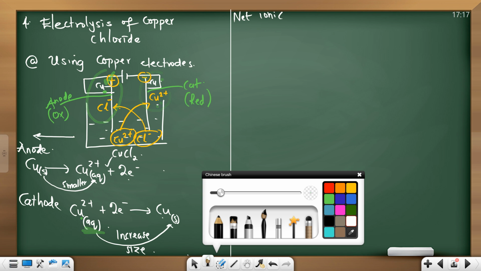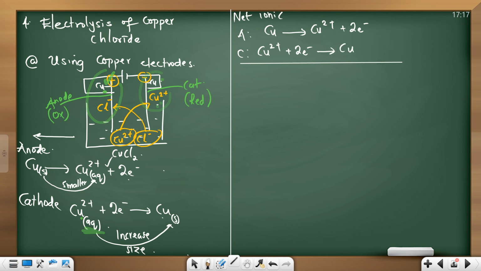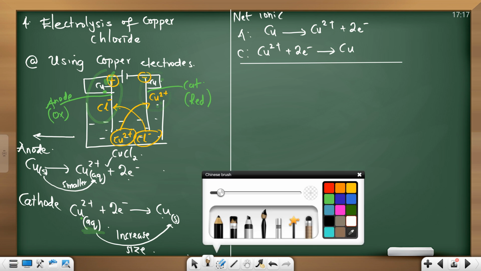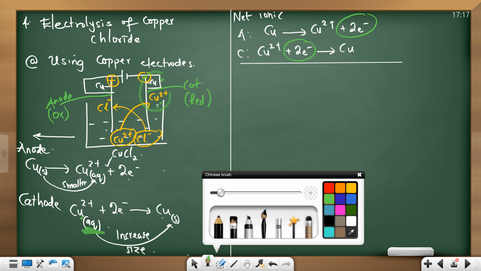The net ionic equation, do you know how to write that? We'll write the anode and the cathode. What happened at the anode? Cu goes to Cu2+ plus 2e. What happened at the cathode? Cu2+ plus 2e goes to Cu. What I need to check is my electrons. What do you notice? I have 2 here, I have 2 here. It means it's balanced. If it's not balanced, we multiply. Everyone should have done that.